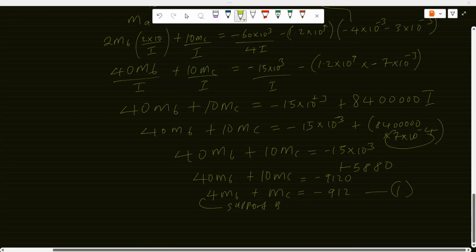This is part 2 of applying the 3 moments equation to the continuous beam we're dealing with. Let's go. So now, applying the 3 moments equation to support C, that is the interior support C. Let's go, guys.